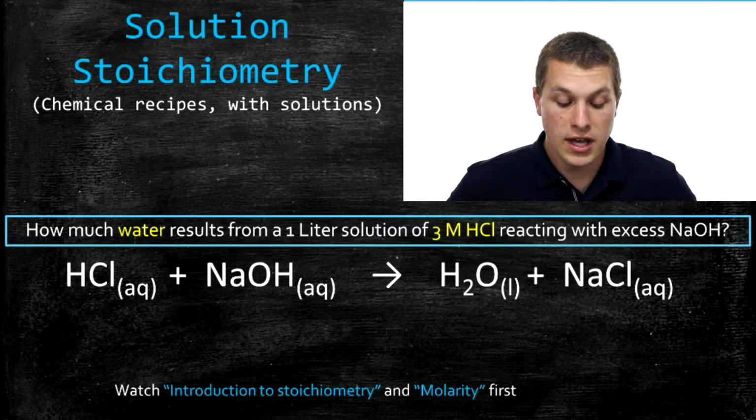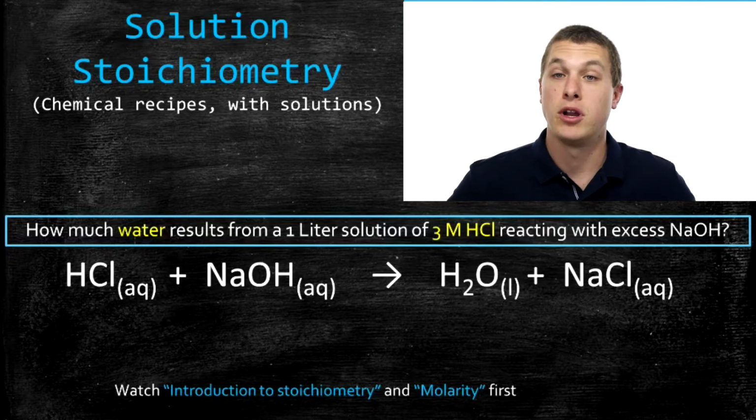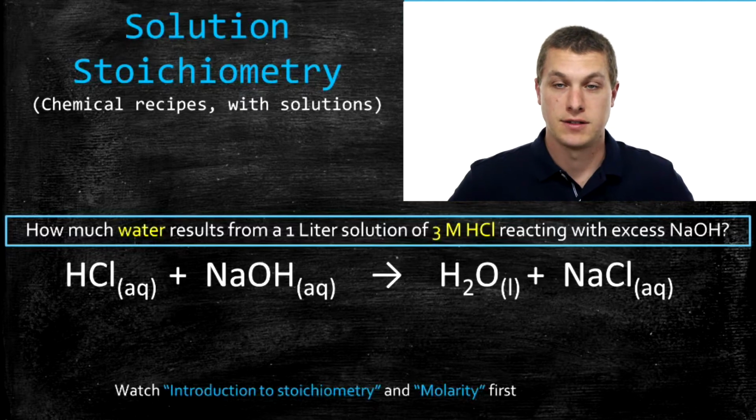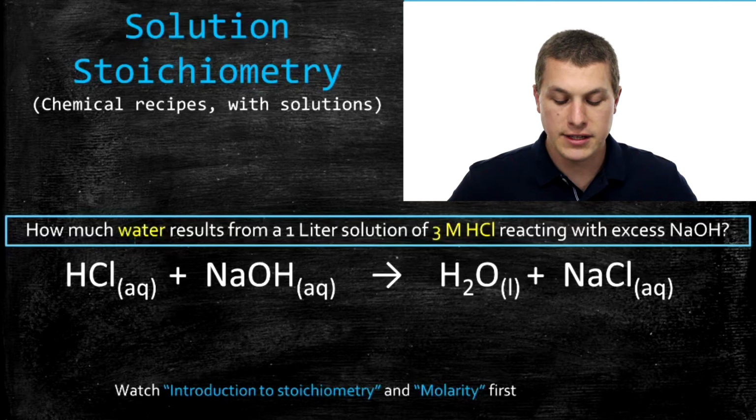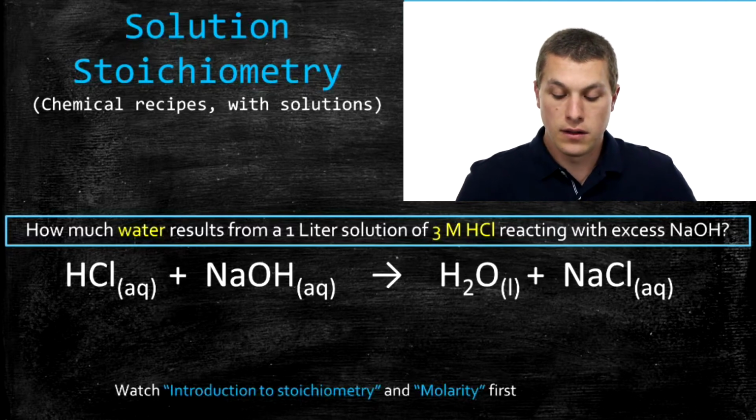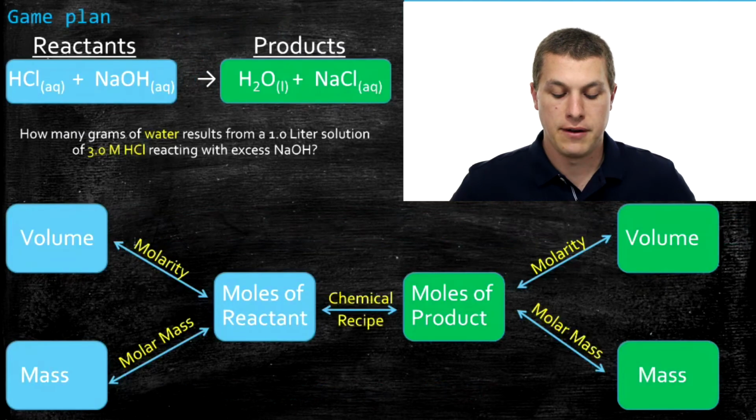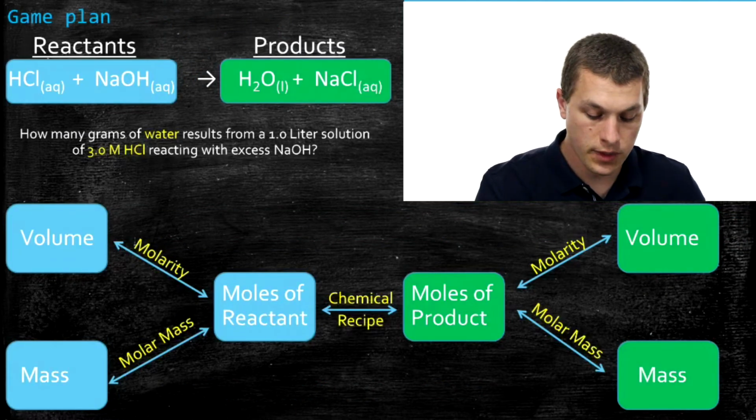You might want to know, if I'm reacting hydrochloric acid with sodium hydroxide, and that gives me water and sodium chloride, how much water would result if I put in 1 liter of 3 molar HCl with excess sodium hydroxide? So here what we're thinking about is running this chemical reaction with a solution of hydrochloric acid. And we want to calculate how much water results when we run that reaction. Let me show you a game plan for how we're going to go through these types of problems.